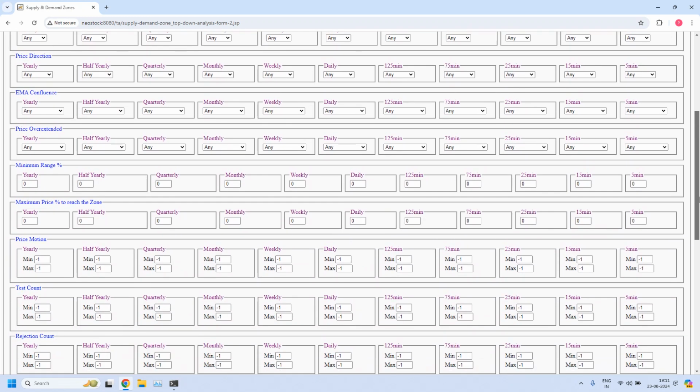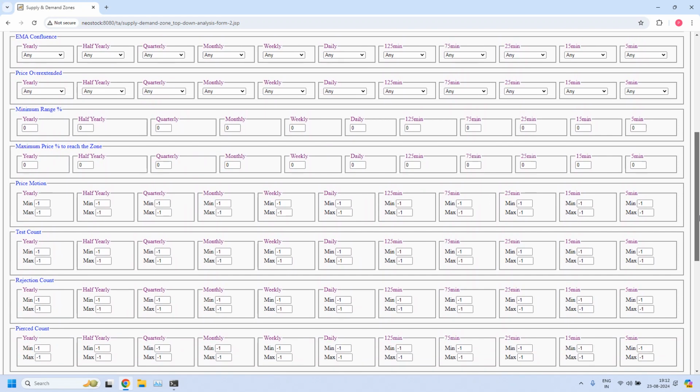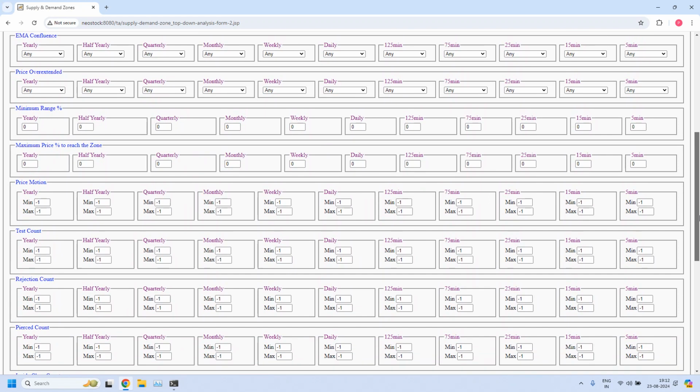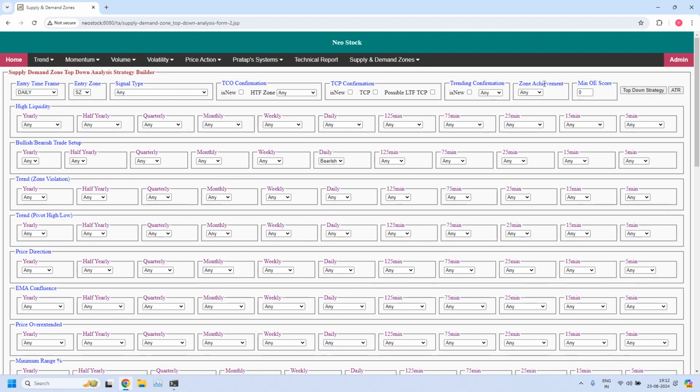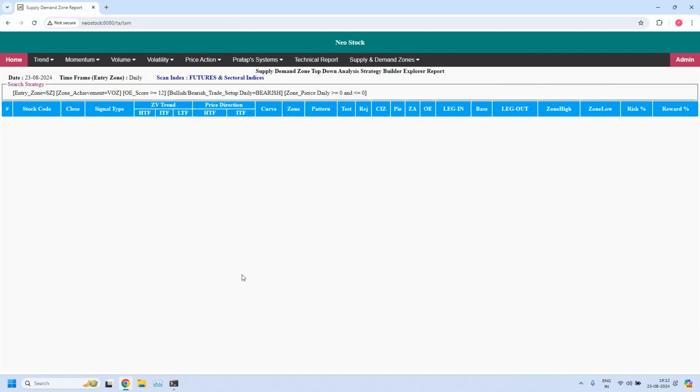And there should not be any pierced zones. That is the reason why, for the pierced count in the daily time frame, I am setting the minimum value 0 and the maximum value 0. Zone achievement is violated opposing zone. Minimum odd enhancers score is 12. Let's filter the stocks. So no stocks are currently available that are supporting a bearish trade setup.